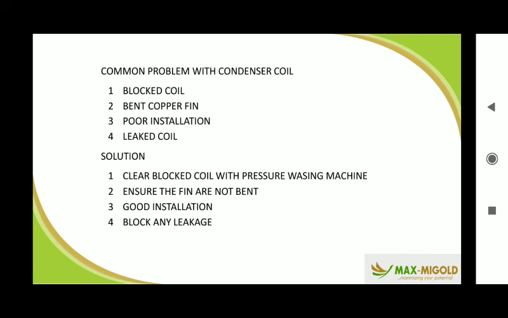Ensure the fins are not bent. Don't allow the fins of your outdoor unit to be bent, because if they are bent, they could be returning the hot air back into the system. Good installation, I've always mentioned it in others. Then block any leakage. If there's a leakage, first of all, pump down. Once you pump down, get your technician in to look for the leakage. Either they use soap water or leak gas detecting equipment. Once you identify the location, you can now braze. When you braze, you can now power up your system.